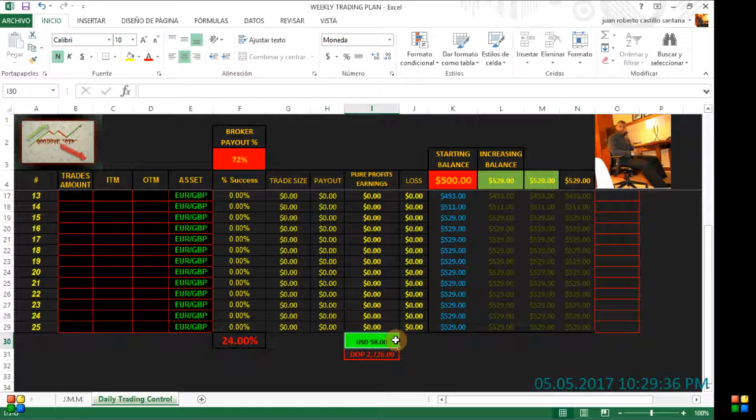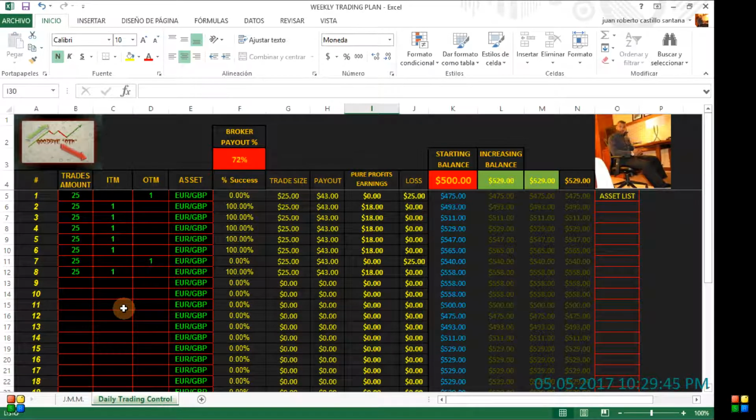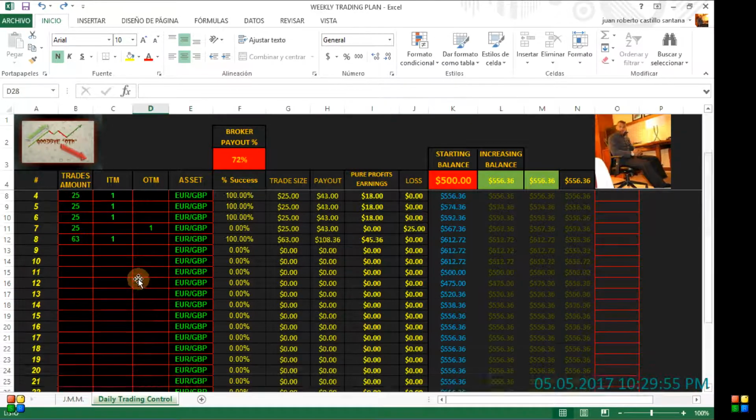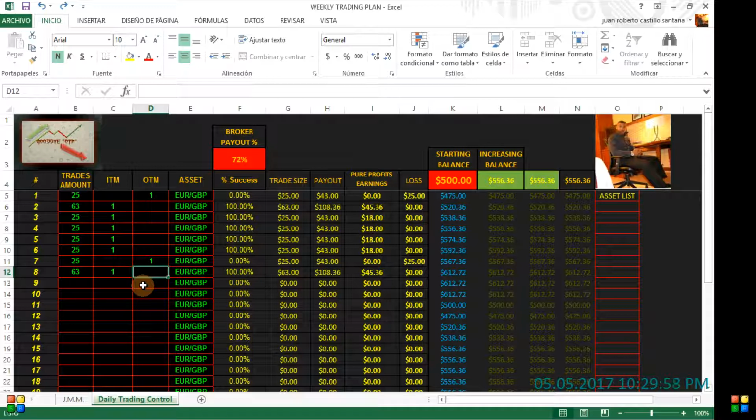Look at this, $58. This is something unusual. You just waste your time, man. Because we use our J.M.M, implementing our $63 after a 25 losing trade, we are at 112. You save a lot of time of your life, my friend, by doing so. Let's save and let's continue.